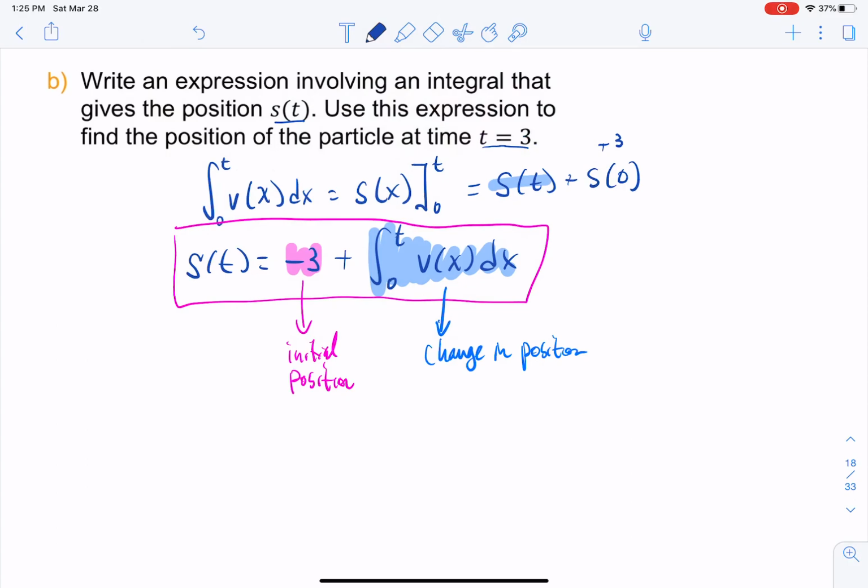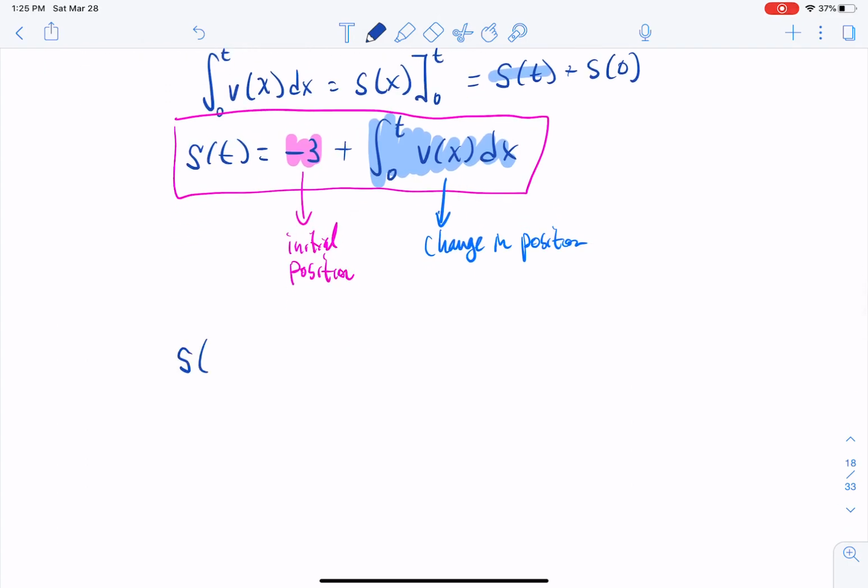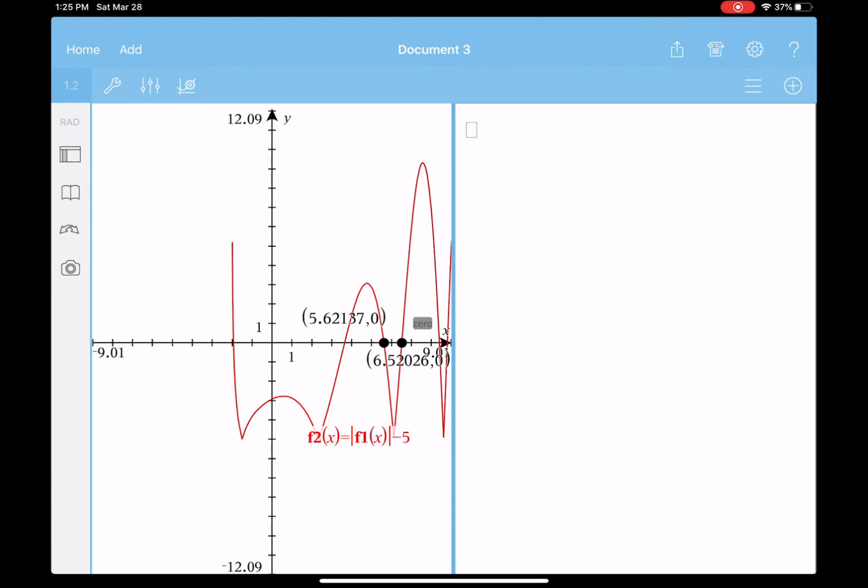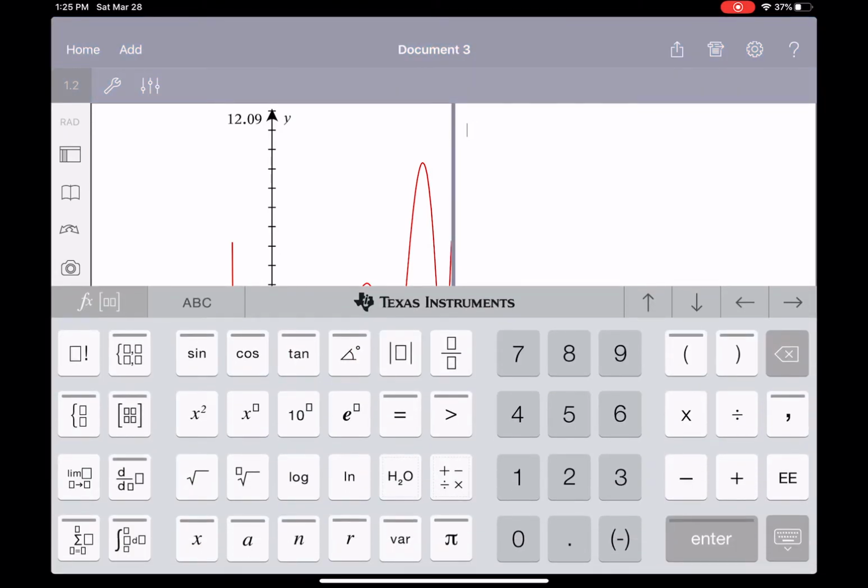So the question now is asking us to use that in order to find s of 3. So I'll start with a -3. Definite integral, I'm going to put a 3 in for my t, so from 0 to 3, v of x dx. Now it's calculator. So come back over here to the calculator. I can come over here to the right-hand side and just type in what we had. So -3 plus our definite integral from 0 to 3. Inside there, we want the original f1 of x, and then with respect to x. And hit enter. Oh, look at that.